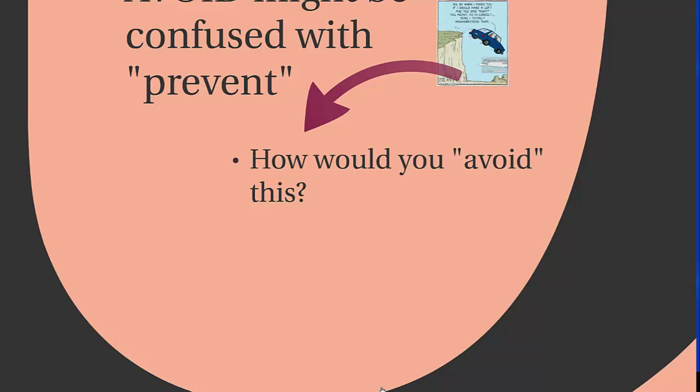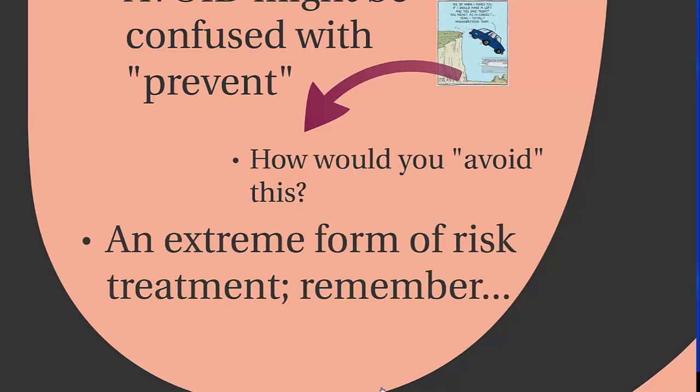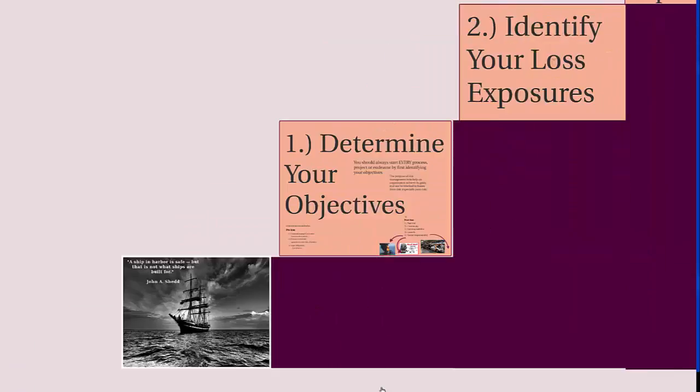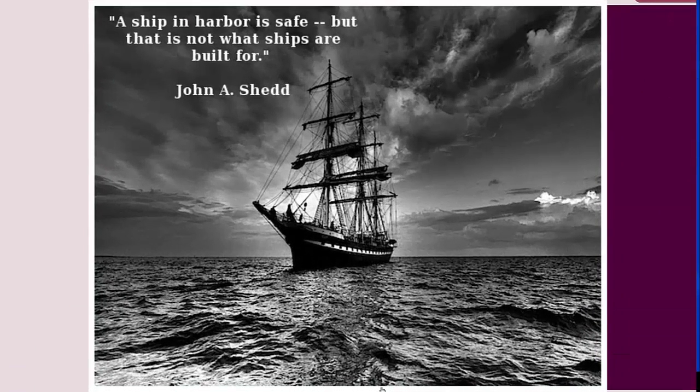This is going to be important when you write your papers about a risk treatment method. In reality, avoidance is an extreme form of risk treatment and often is not appropriate. Remember, a ship in harbor is safe, but that's not what ships are built for. In life, we purposely take risks. If we're going into business, or we're just getting out of bed in the morning and going to work, or going to school, we're taking risks. So avoidance really isn't the most appropriate method most of the time, unless the risk is extreme.